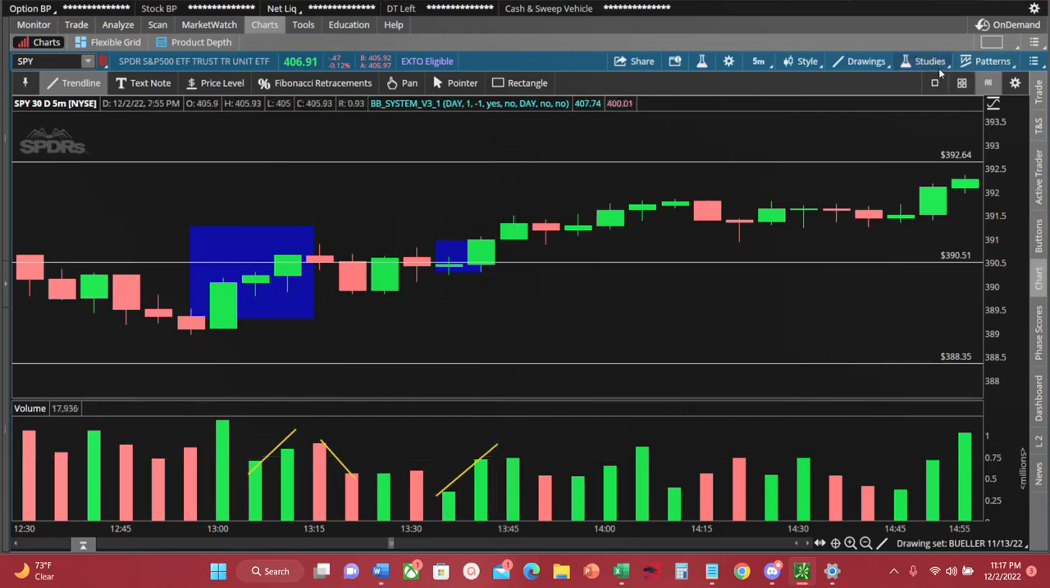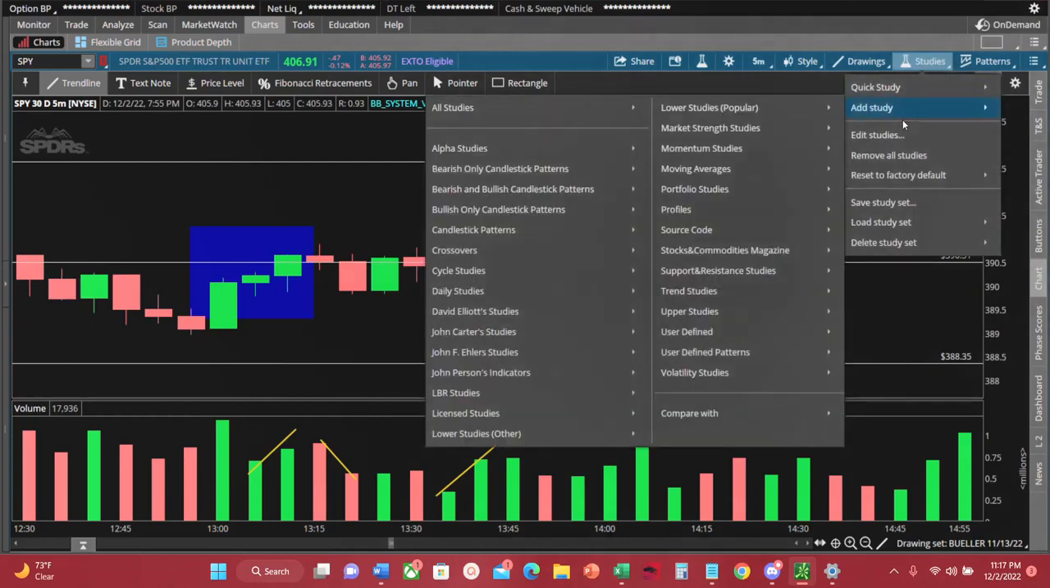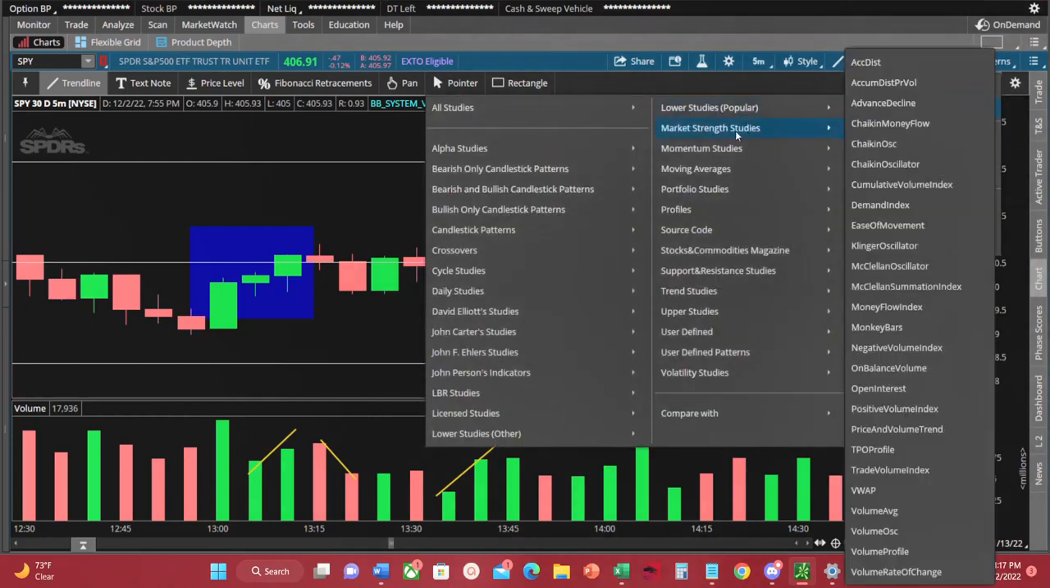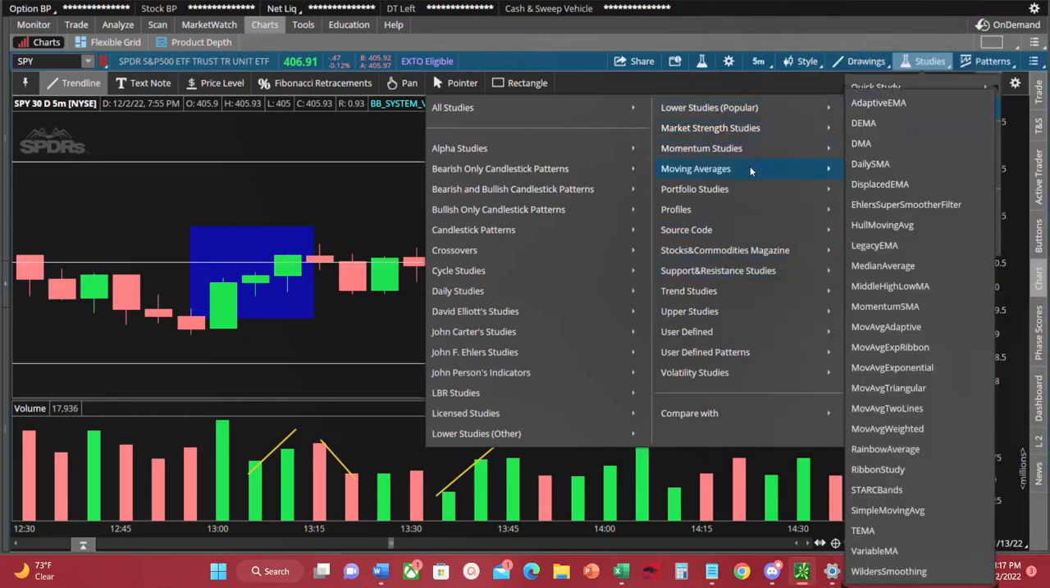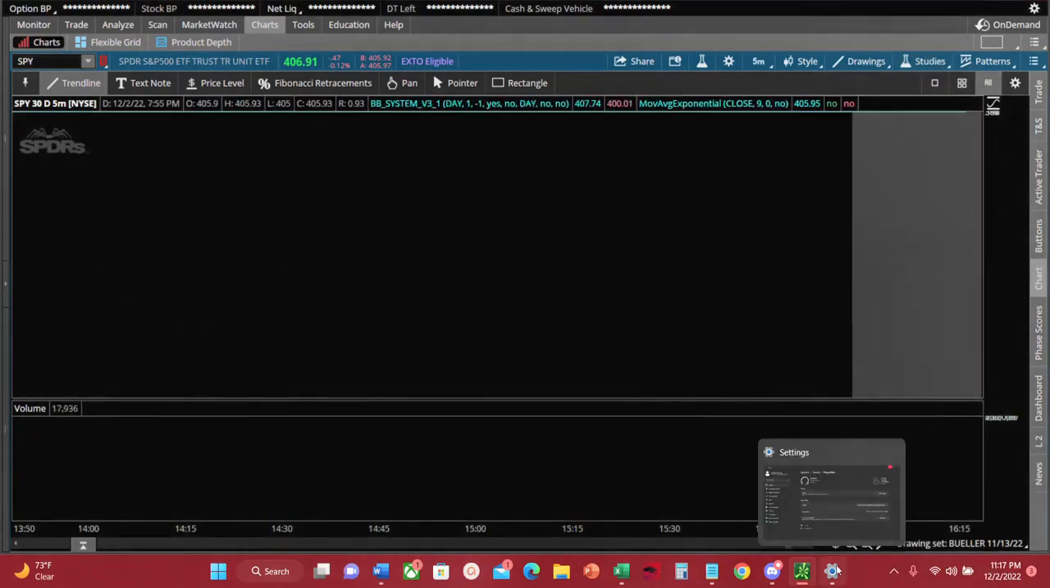Normally what I would do here is add a 9 EMA to give me some kind of guide. Here we go. And I already have it set to 9, so that's good.